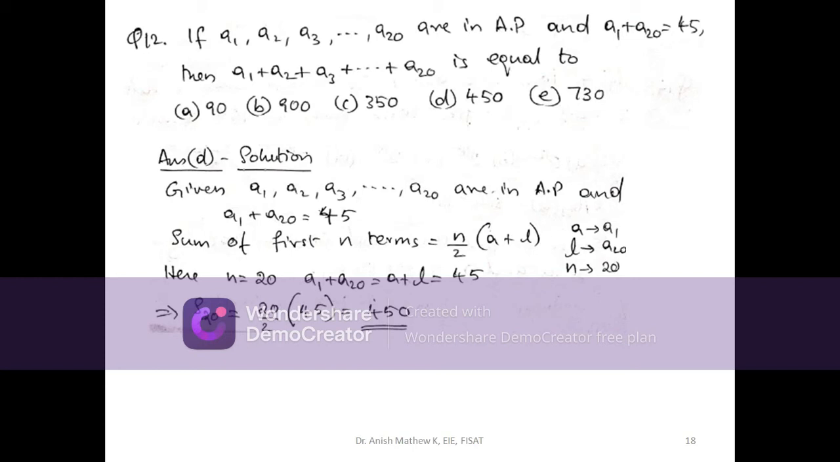Since n equal to 20, S20 equal to 20 by 2 into a plus l, that is the sum of first term and last term. That is already given in the question, that is equal to 45. So 20 by 2 into 45, which is equal to 450. That is option D. So that's how you got this 450. We'll look into the next question.